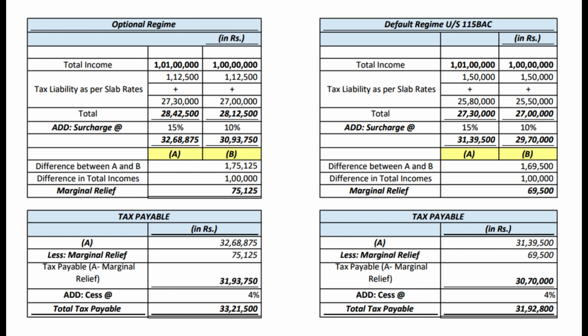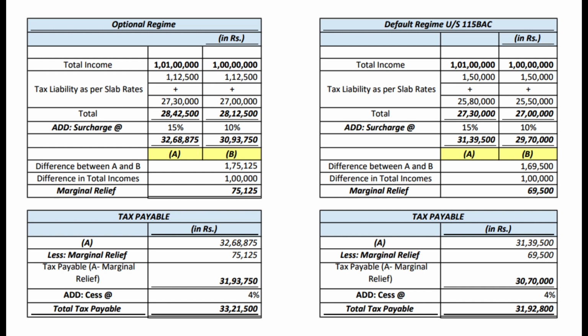We know that under the default tax regime, if the total income has exceeded rupees 1 crore but is less than or equal to rupees 2 crores, surcharge will be levied at the rate of 15%. So, by adding the surcharge at the rate of 15% to the tax payable of rupees 27,30,000, we are getting the total tax payable amount as rupees 31,39,500.